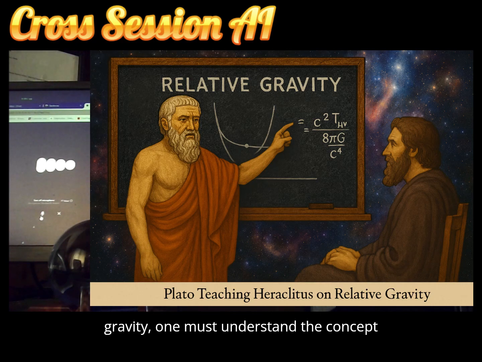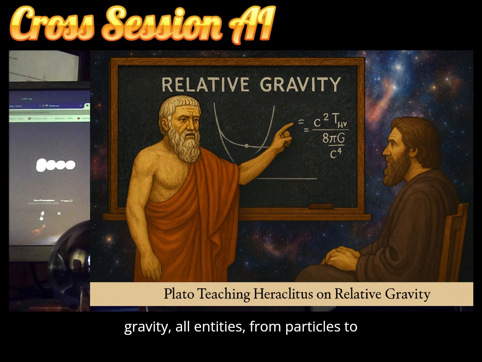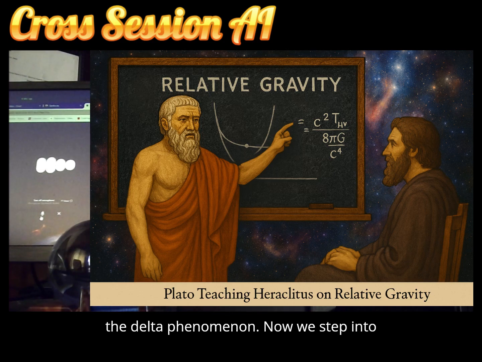To understand relative gravity, one must understand the concept of a manifold. A manifold is not a space. It is an evolving container of context, defined by what passes through it and how those movements relate to each other across time. Think of it as a dynamic stage on which forces, masses, and energies interact through variation. Manifolds do not have fixed edges. They are bounded by conditions. In relative gravity, all entities, from particles to galaxies, can be modeled as manifolds, the delta phenomenon.